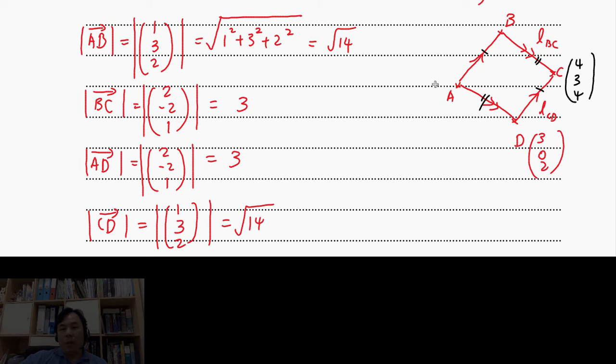All right. Now let's verify this is not a rhombus, because length AB is not the same as BC. Therefore, it is not a rhombus. All right, so I leave that to you. I hope that's clear.